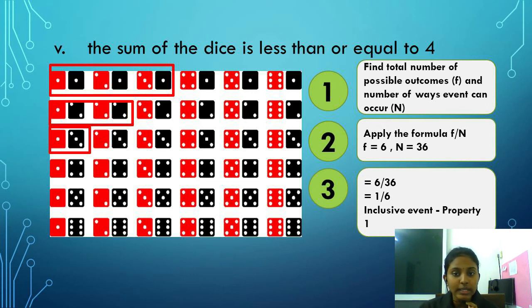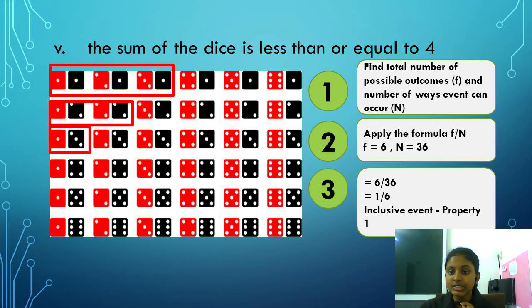In the first column, the first pair, second pair, third pair. In the second column, the first pair and the second pair. In the third column, the first pair. These 6 pairs are equal to or less than 4.